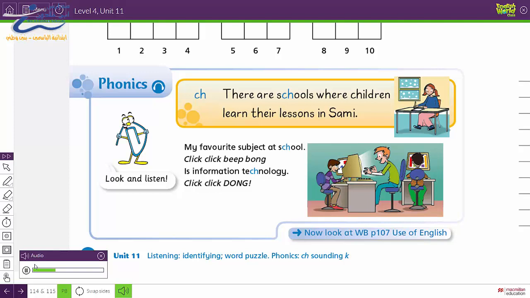There are schools where children learn their lessons in Sami. K. There are schools where children learn their lessons in Sami. My favourite subject at school, click, click, beep, bong, is information technology. Click, click, dong.